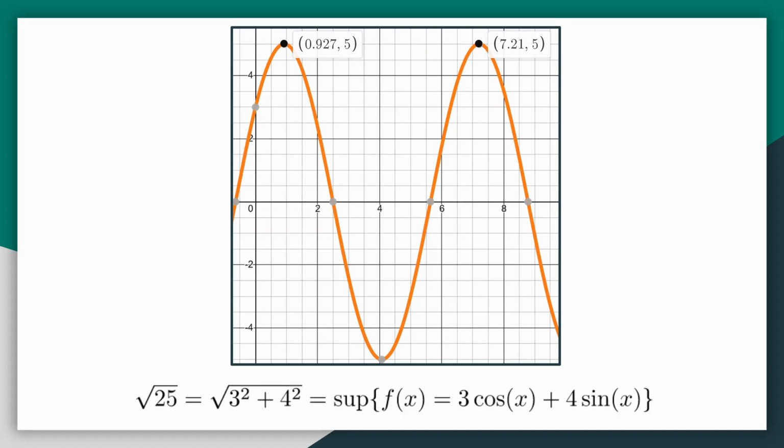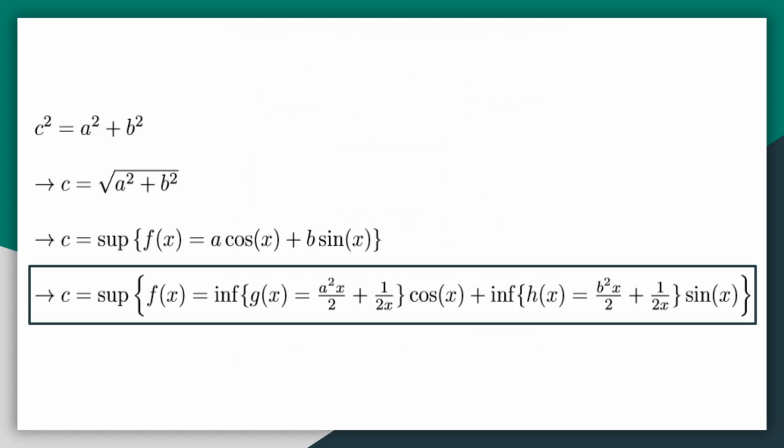In this case, we have the square root of 25, which is just 5. Knowing my Pythagorean triples, I can rewrite 25 as the sum of 3 squared plus 4 squared. Using our new supremum, we can graph the function and see that the absolute max, or supremum, is 5, which is equal to the square root of 25.